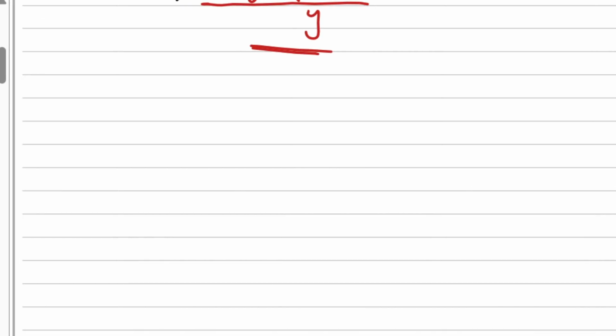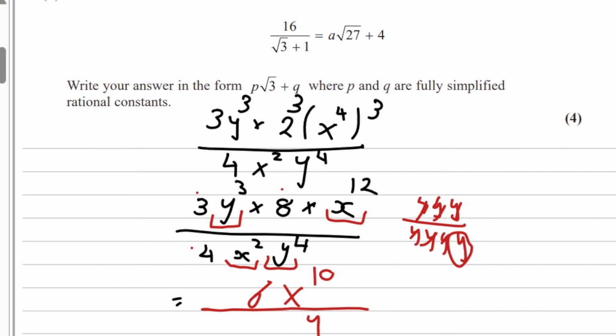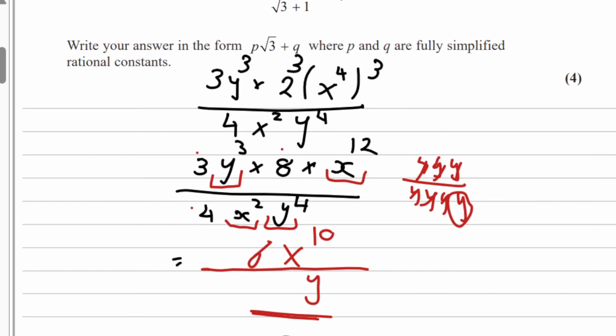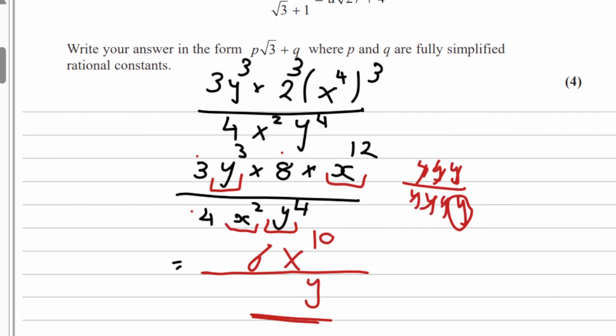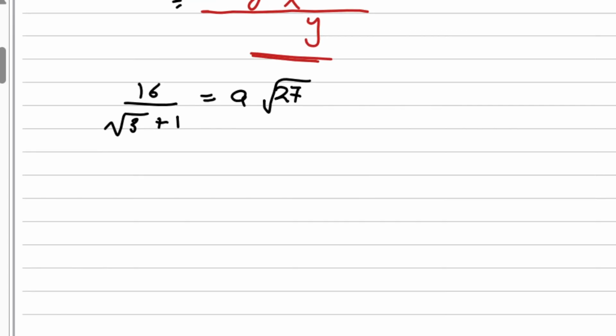So it was 16 divided by root 3 plus 1 is equal to a root 27 plus 4. That's perfect. They ask you to find a.